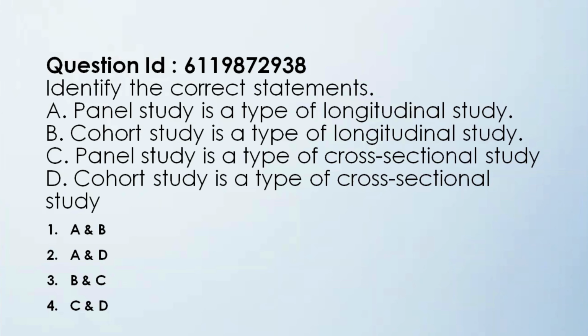The four options that are given to you are A and B, A and D, B and C, C and D. Before you go on to solving this question, you have to understand that out of the four statements, only two are correct and two are incorrect. All the four statements talk about either panel study or cohort study, and either longitudinal study or cross-sectional study. So you have to find out whether panel study and cohort studies are both longitudinal or both cross-sectional, or one longitudinal and one cross-sectional. Basically this is a direct question. They are testing whether you have enough knowledge of the concept of these study designs. Let's see what the correct answer is.